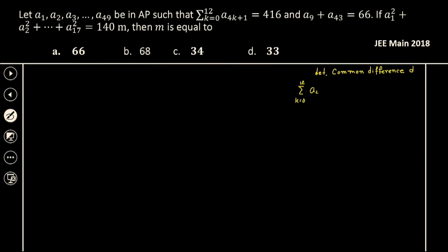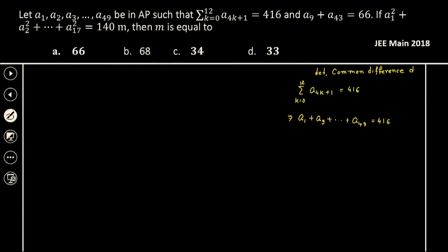Now it is given that the summation of k equal to 0 to 12 of a(4k+1) is equal to 416. So that implies the series starts with k equal to 0, which gives A1, then k equal to 2 gives you A9, and if I go ahead and put 12, we'll get A49. So A1 plus A49 sums to 416.